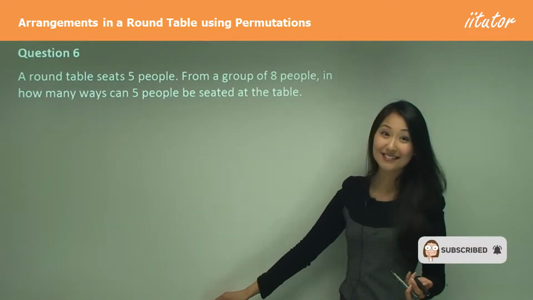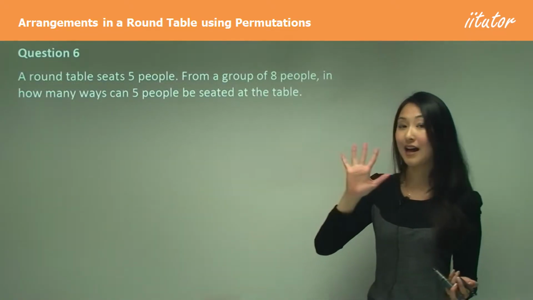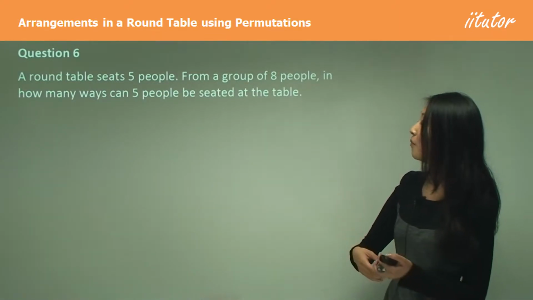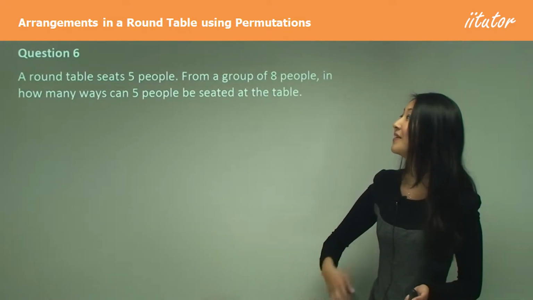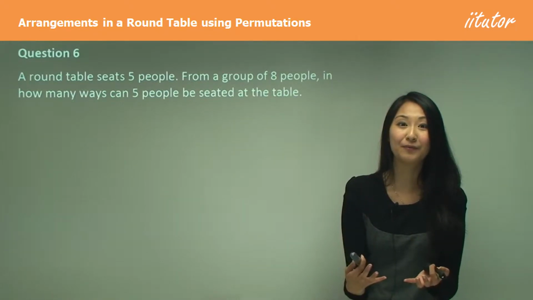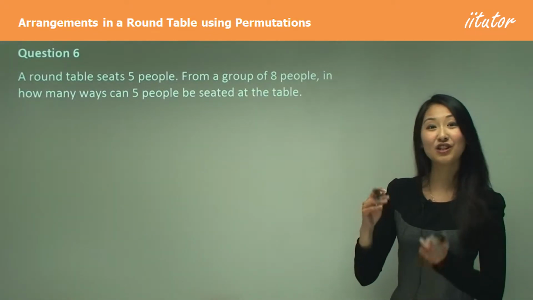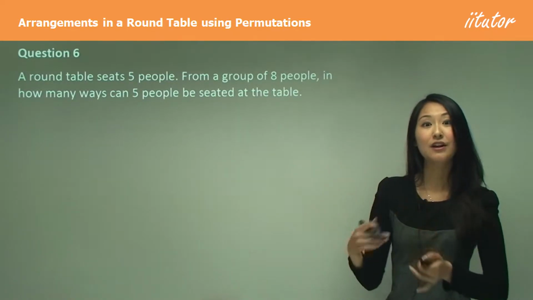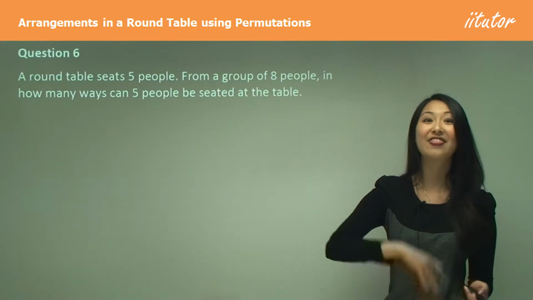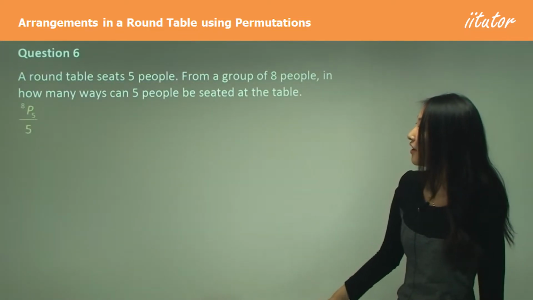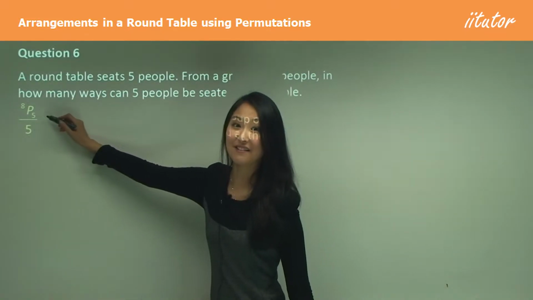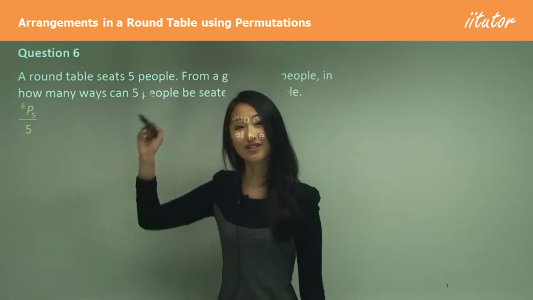So in question 6, we have a round table seating 5 people. But in this case, we want to choose 5 people from a group of 8 people first. And then we want to work out how many ways those 5 people can be seated at the table. So I try and consider this in 2 steps. The first step is I select 5 people from 8 people and then I arrange. So that's why I have 8P5. So out of 8, I'm getting 5 people. And then I arrange them in a circle.